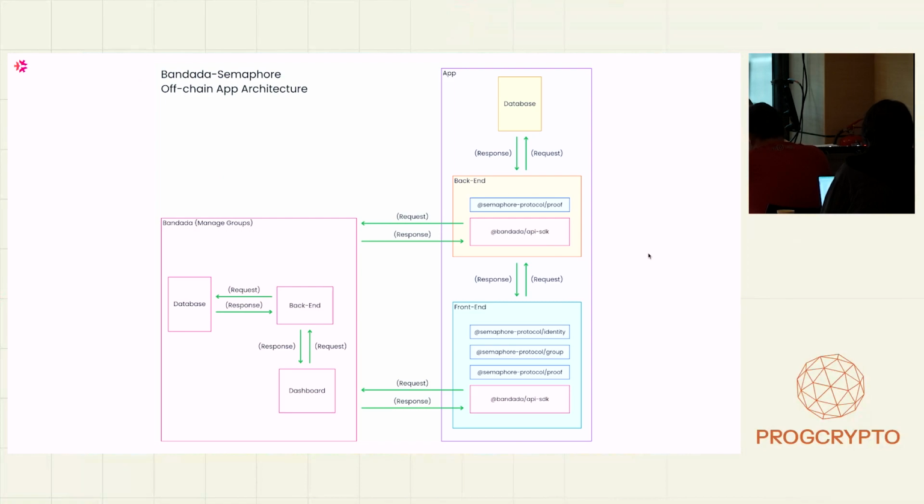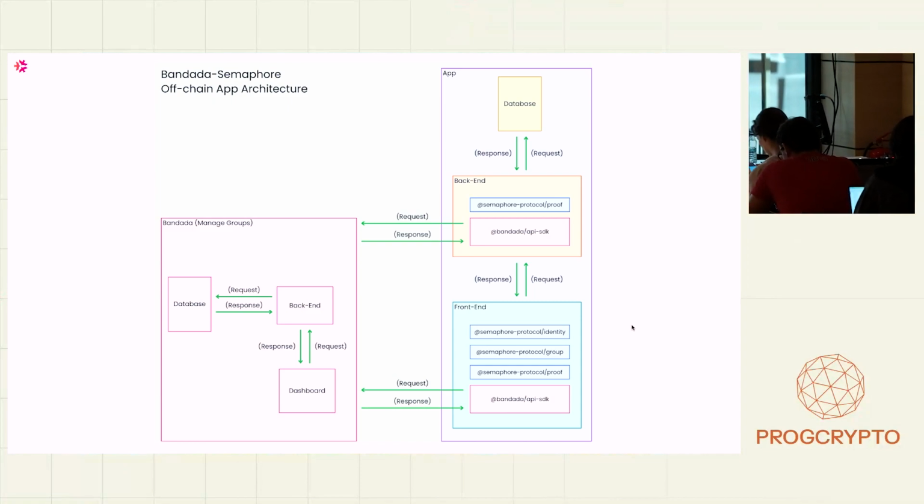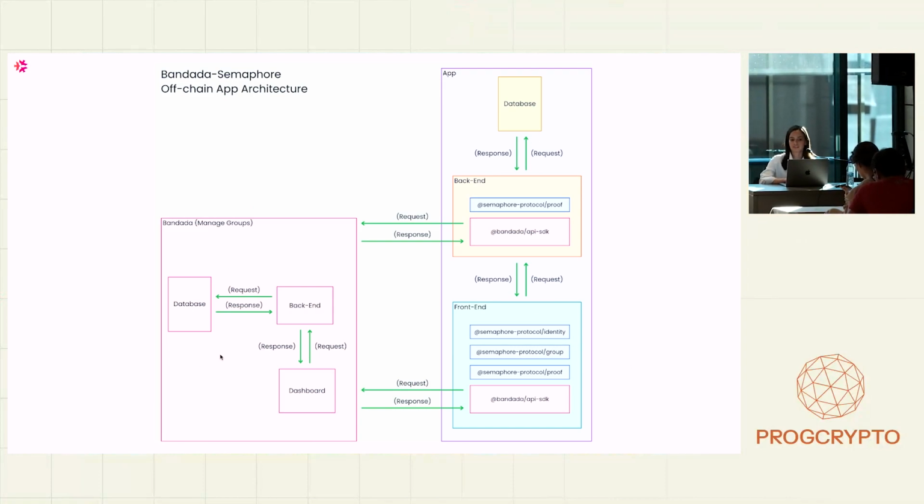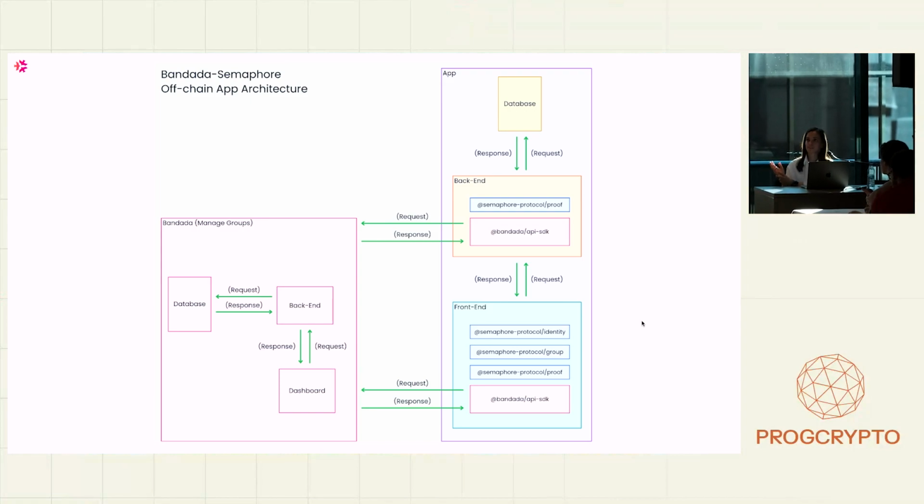Since it's an off-chain app, you have a backend. And in the backend, you will verify the proofs. So in the frontend, you will generate the proofs, and in the backend, you will verify the proofs. With Semaphore, since this is an integration with Semaphore, Semaphore is here, and then Bandada is this part managing the groups. But since you are using Semaphore, the proof generation is always in the front end. And then you have to verify it in a backend or in a smart contract. But since this is an off-chain app, it's being verified in the backend.